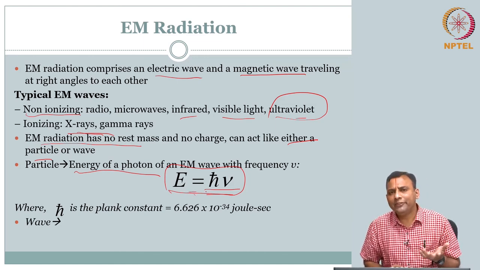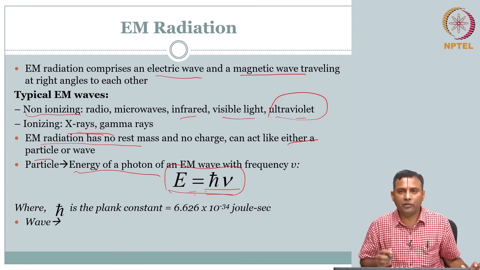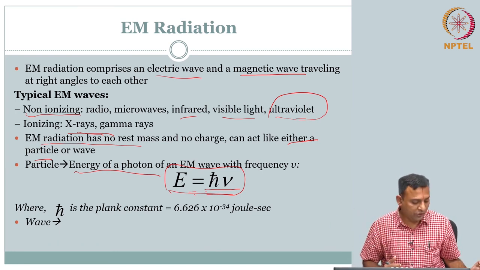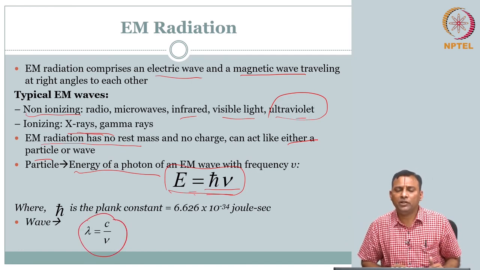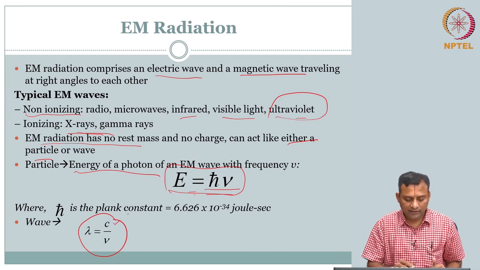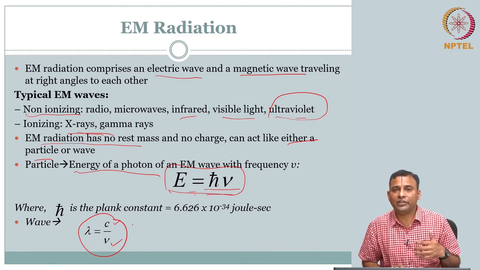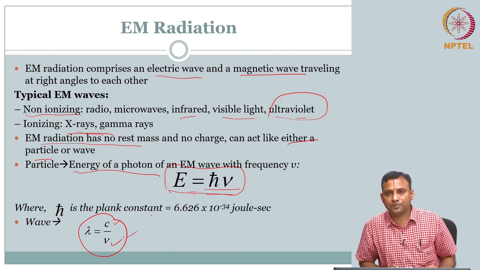So when you talk about waves, typically how do you characterize a wave? You have to have some wave velocity, some wavelength, some frequency, right? So that is your binding equation. If you have to describe a wave, you need to know this relation between wavelength, velocity and frequency. Whichever way you remember, that's fine. This is the way to characterize or describe the wave nature. These will be the parameters that will be used.